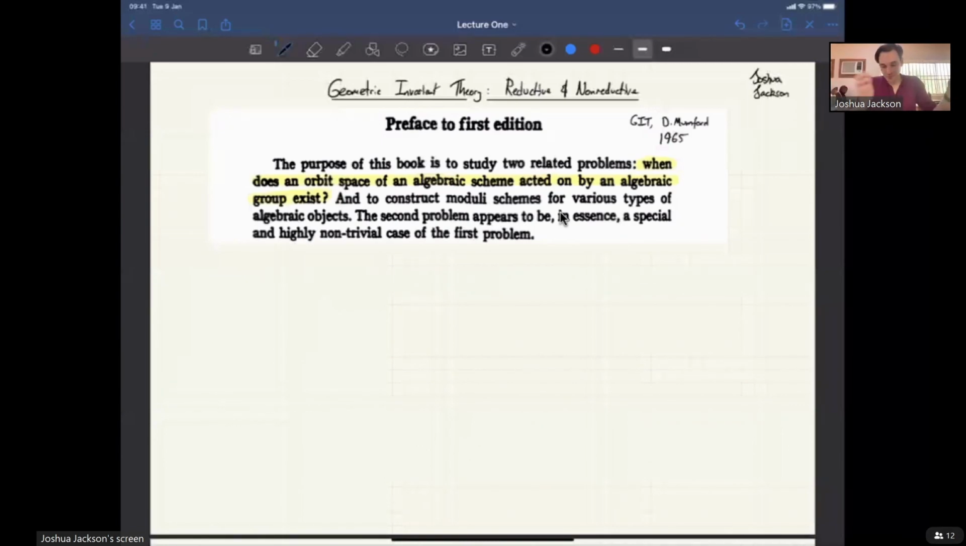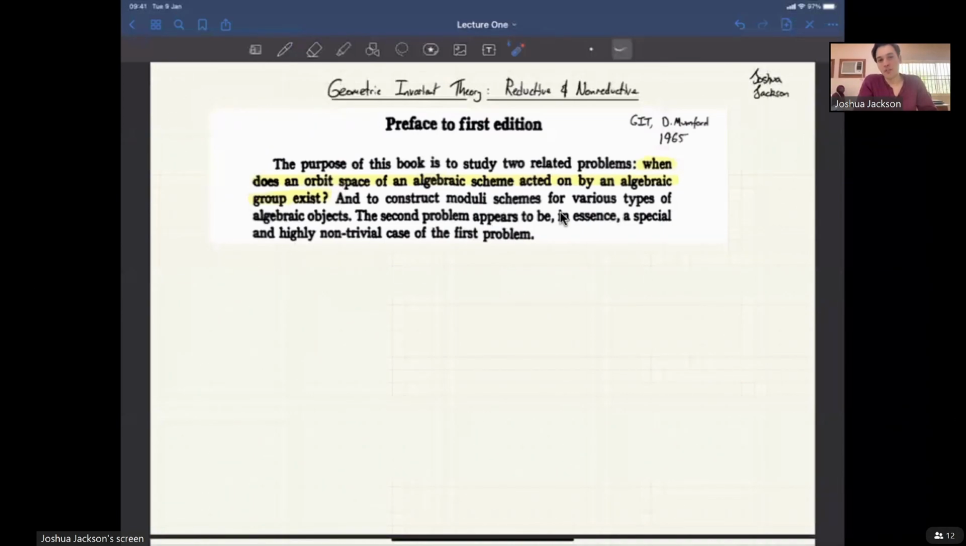So, to explain geometric invariant theory, I thought the best place to start would be the first page of Mumford's book, Geometric Invariant Theory. Here you can see the preface to the first edition. It says, the purpose of this book is to study two related problems. One of them is: can we quotient algebraic schemes or algebraic varieties by actions of algebraic groups? And the second question appears in this lecture course primarily by way of motivation.